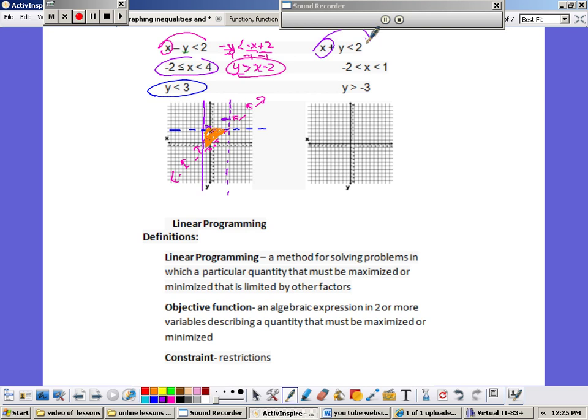Again, y is less than -x plus 2. Ready to go. Ready to go. So let's start with this horizontal line at -3. 1, 2, 3. Dotted, colored up.